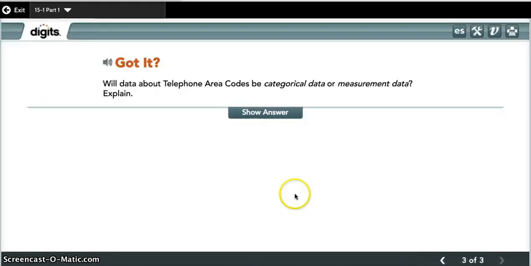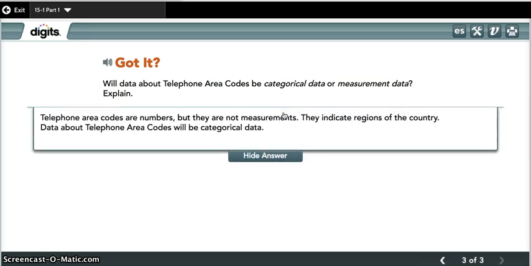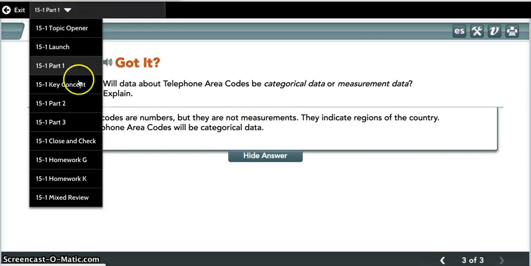So now for your turn, will data about telephone area codes be categorical or measurement data? Ooh, interesting question. Let's take a look. It says that telephone area codes are numbers, but they are not measurements. They indicate regions of the country. Data about telephone area codes will be categorical data. I agree with this unless you're counting how many people live in that area. It depends on what the question is, but typically it will be categorical and not measurable.